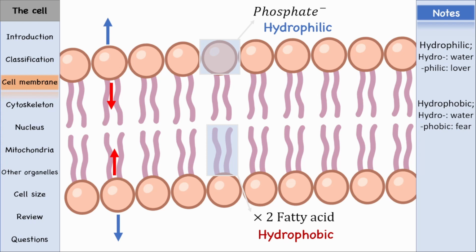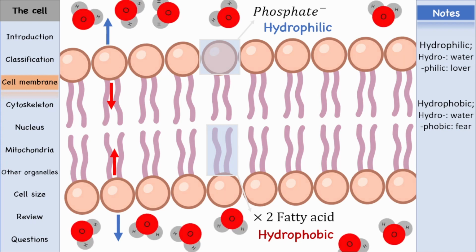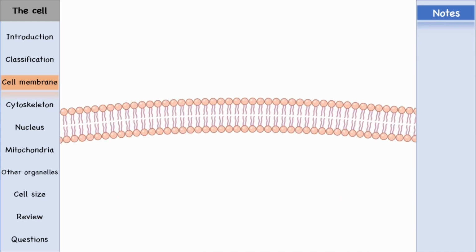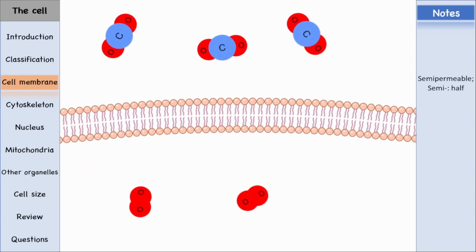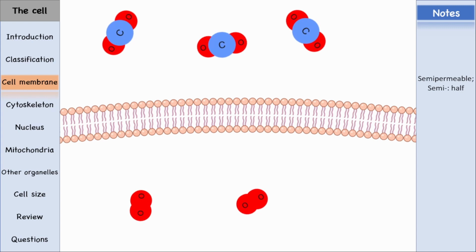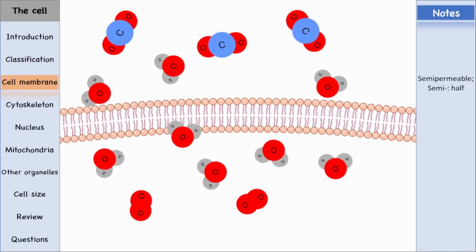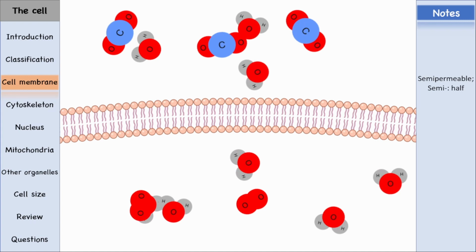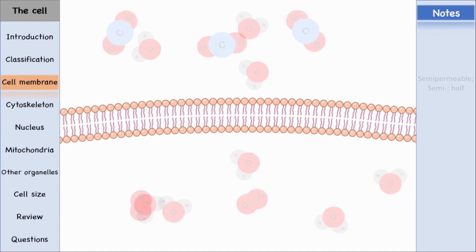This is because the head part is hydrophilic, so it is the part that will interact with the aqueous medium outside and inside the cell. This membrane is selectively permeable, or we can call it semi-permeable. This means that it allows certain substances to pass through it, like oxygen or carbon dioxide, while not allowing others, like water molecules or glucose.